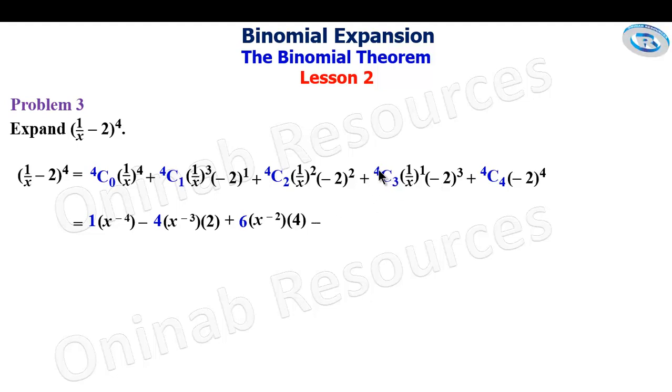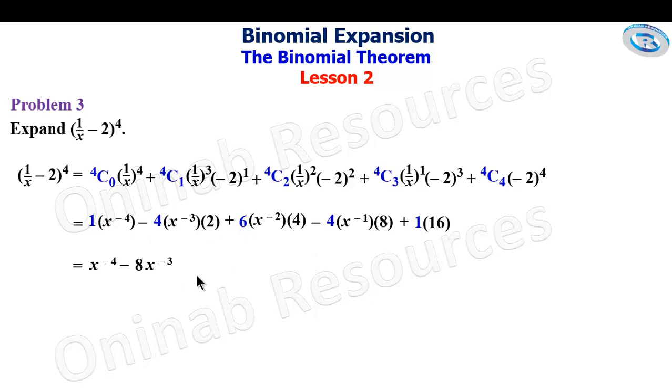So we now have 4 combination 3, which gives 4. This is x raised to power negative 1. Then times 8. This is going to be positive here. So we have plus 1 times 16, since negative 2 raised to power 4 is 16. So we simplify out. This is going to give us x raised to power negative 4. 4 times 2 gives 8. So we have minus 8x raised to power negative 3.